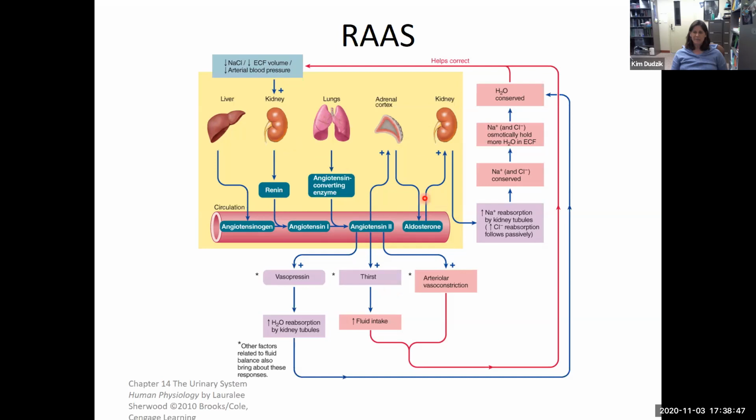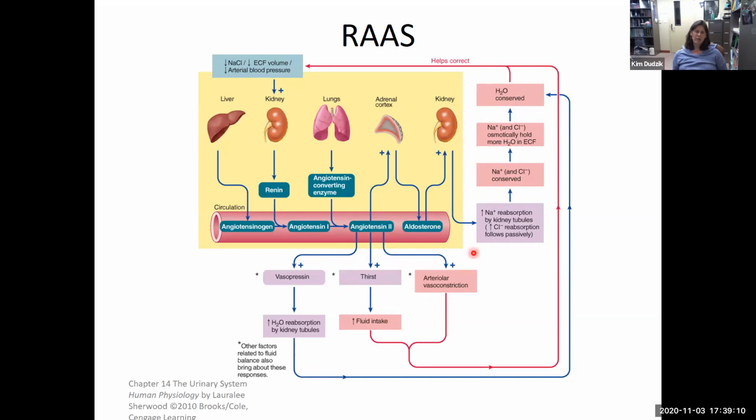Okay? So you need to know this process. It's called RAS, right? The renin angiotensin aldosterone system. Yep, system. I forgot system for a minute. I put a video on Canvas for you to help step you through that.